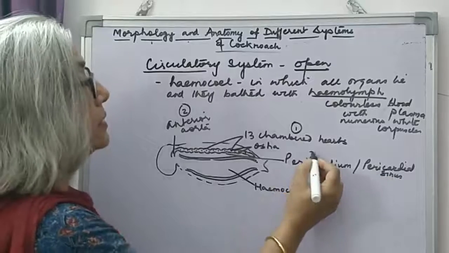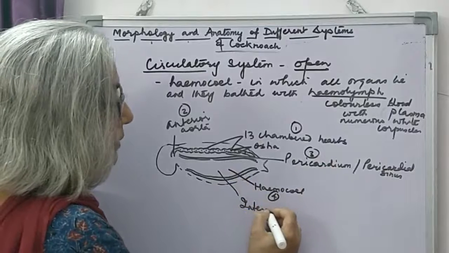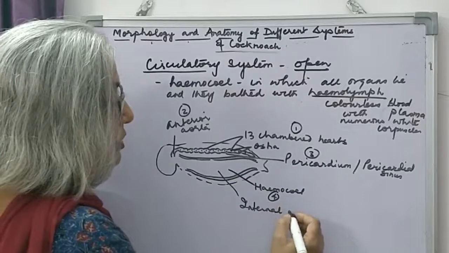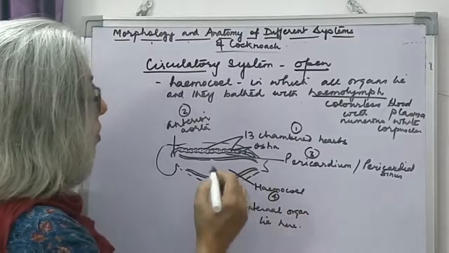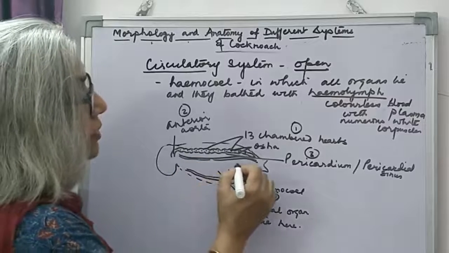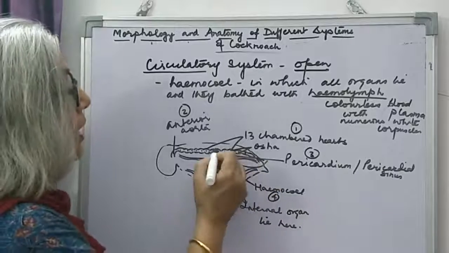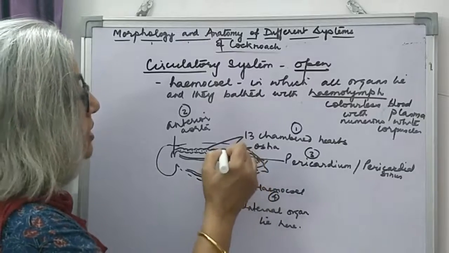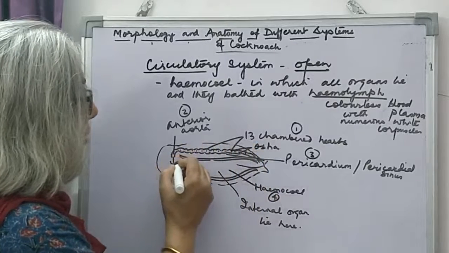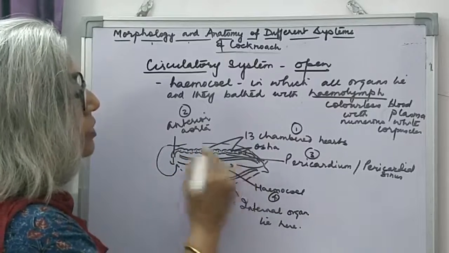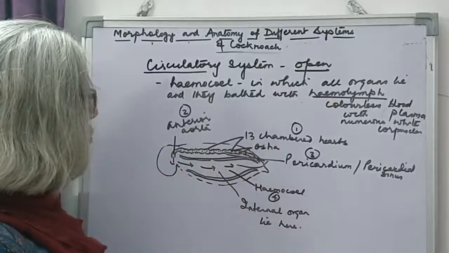And this is the hemocoel. All the internal organs lie here and they are bathed by the hemocoel. Now, when the alary muscles contract, the blood from the hemocoel moves into the pericardium and enters through the ostia, enters the heart, moves from behind, leaves the anterior aorta and enters the hemocoel. So this is the movement of blood in the cockroach body.